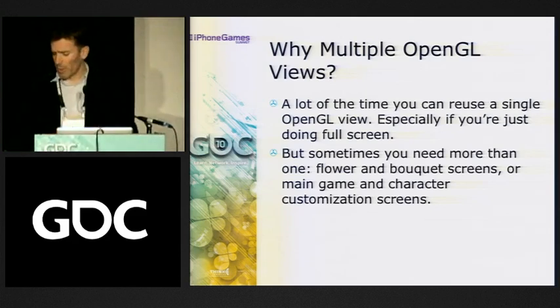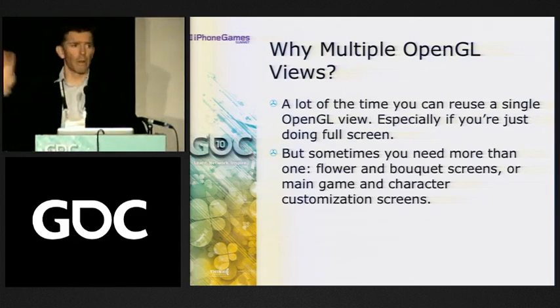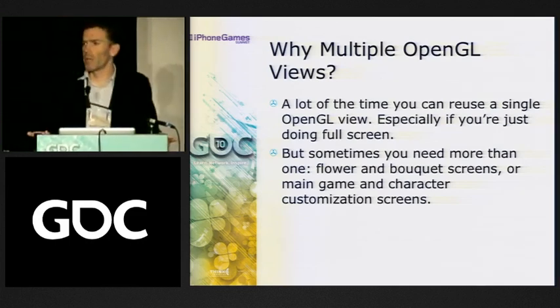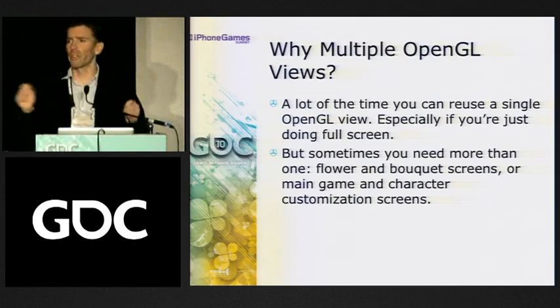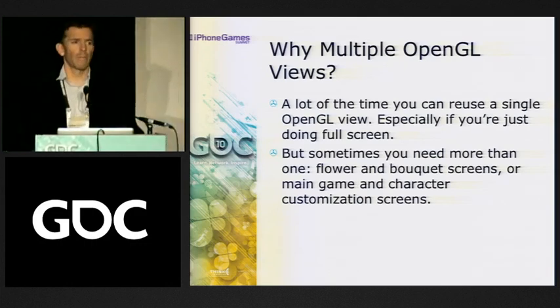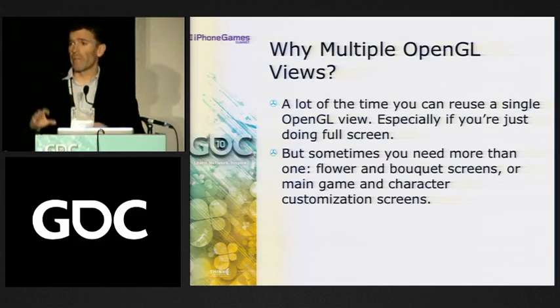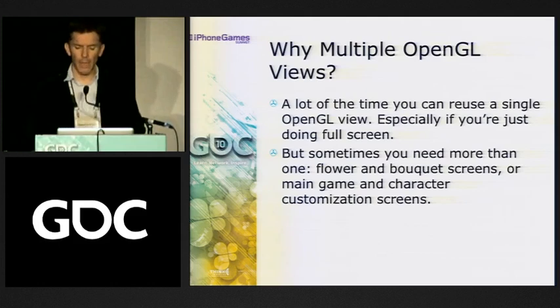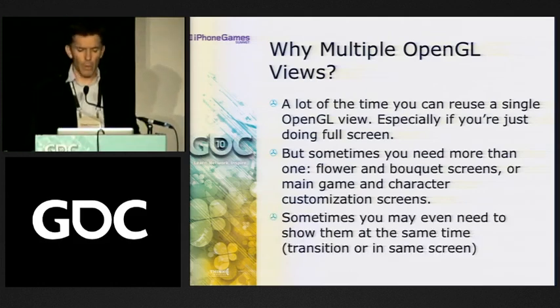For example, imagine you're having some sort of RPG game. Clearly, you're walking around the world view. That would be an OpenGL view. But then maybe in your front end, you want to customize your character, and you want to see your character in 3D and all that. You probably want to render that in OpenGL and see the changes as you're changing your hair color or whatever. So that might be a good use for a separate OpenGL view. Sometimes you might even have two OpenGL views in the same screen. I haven't done that, but you could do that. And sometimes you might even want to transition between the two and things like that.